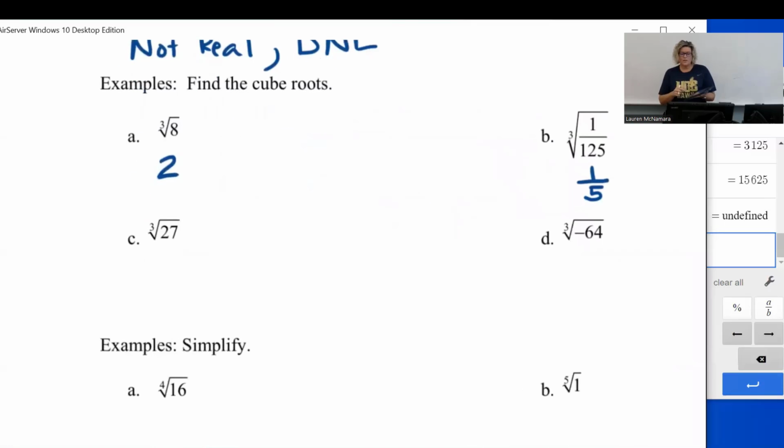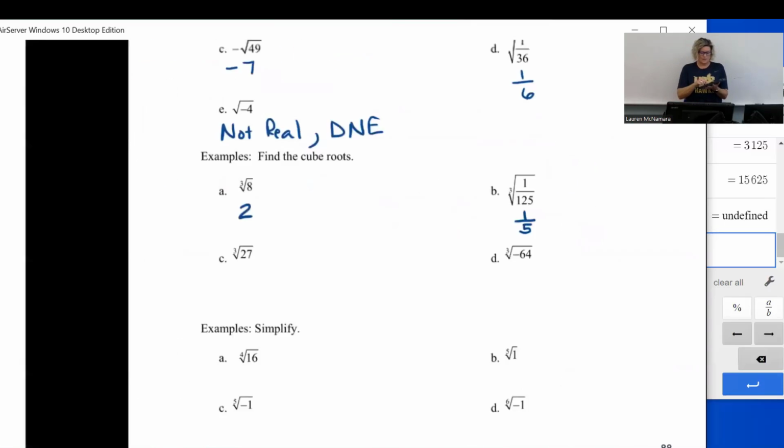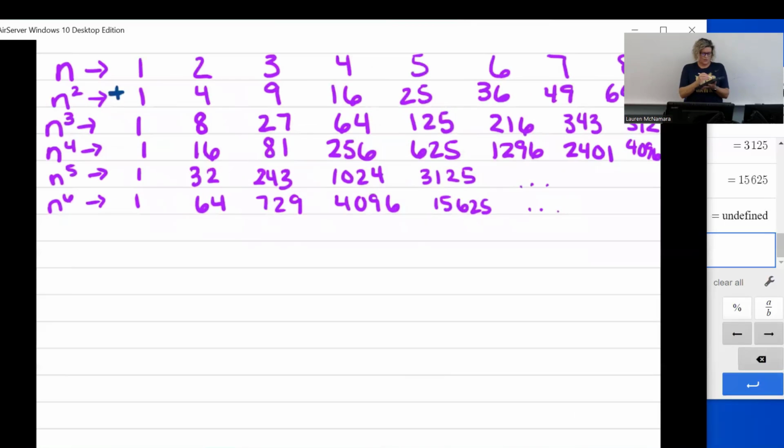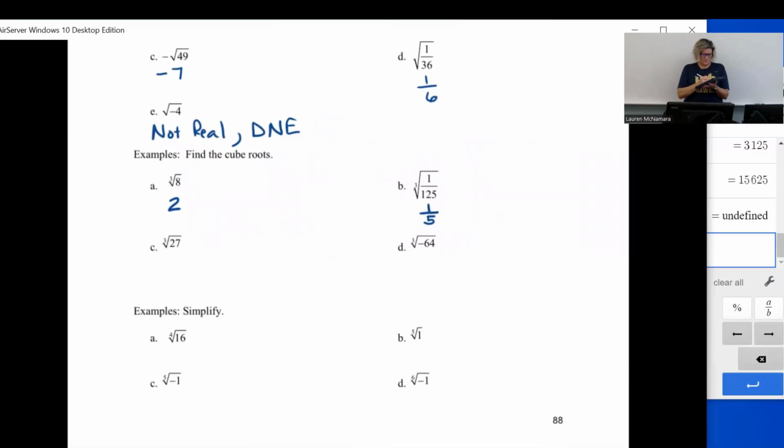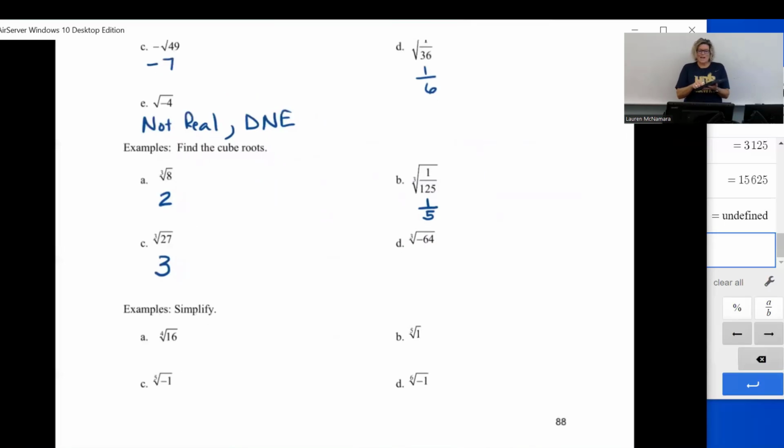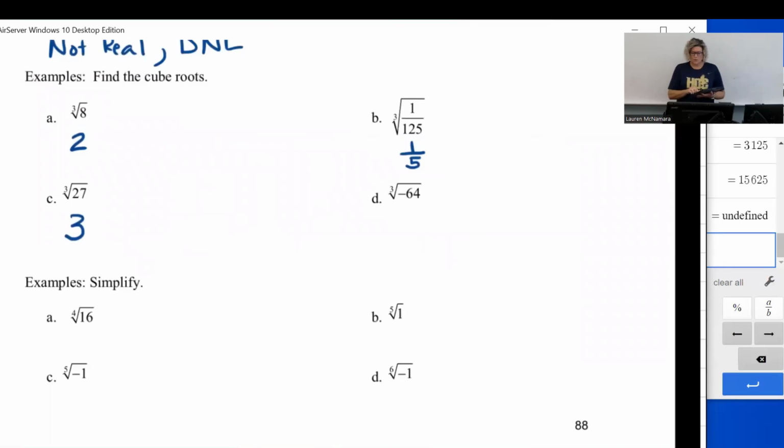All right, so now the cube root of 27. The cube root of 27. I can look right here under my cubes. Here's my 27. So my cube root is 3. Here's 3.